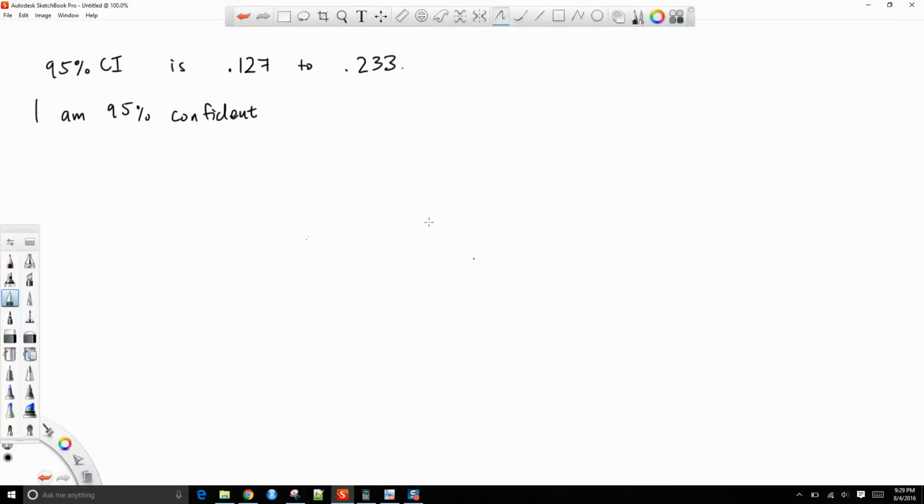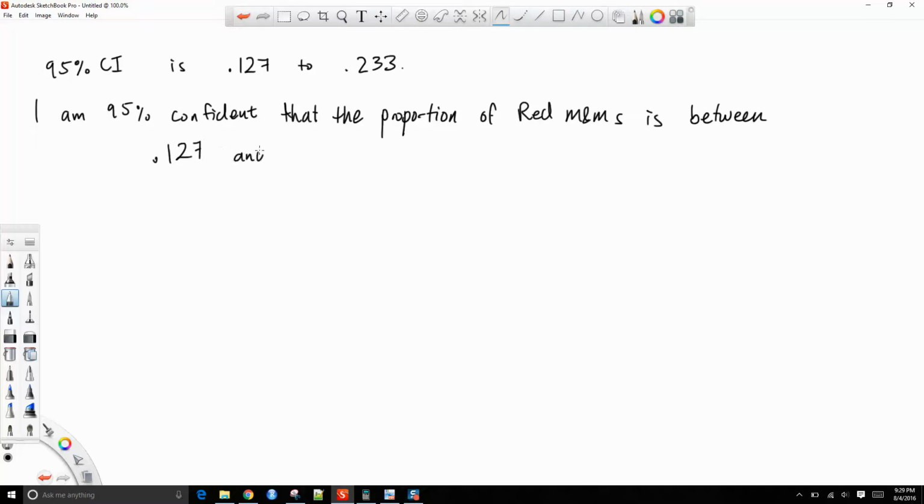All right. I'm 95% confident that the proportion of red M&Ms is between 0.127 and 0.233.